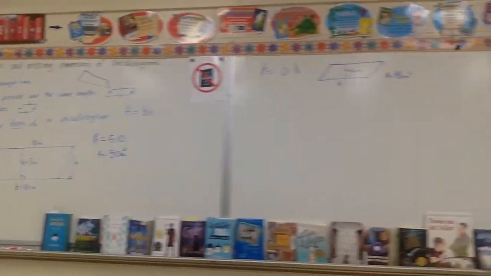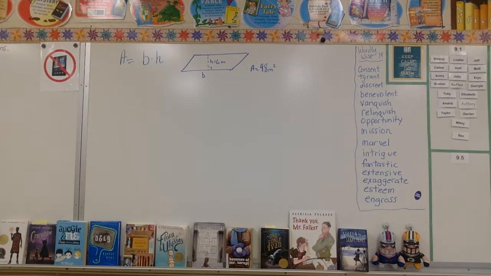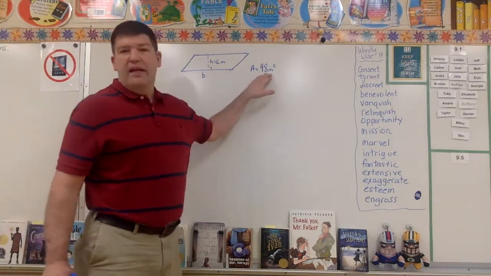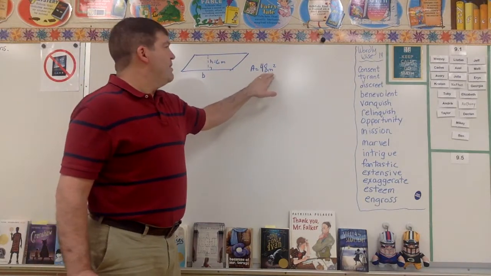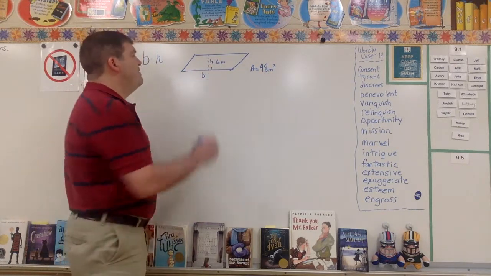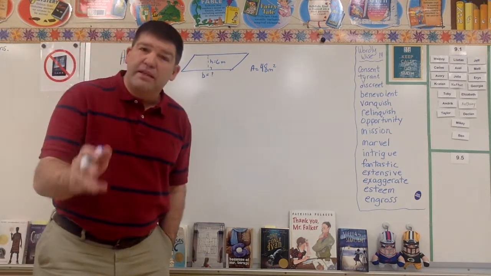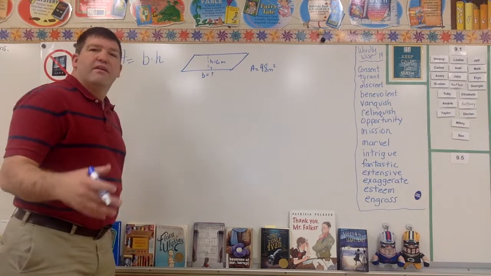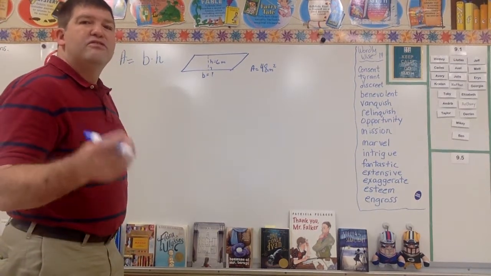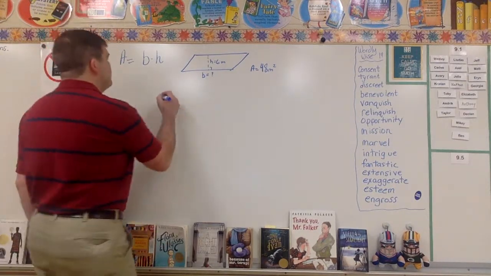So let's go over here. I have an example of this. It's a parallelogram. I know the area of this parallelogram is 48 meters squared. I know the height is 6, but the base, I don't know. I know two of the three things. I can figure out the third thing because I can just use my algebraic equation and solve for the missing variable. Okay? So let's put it in.